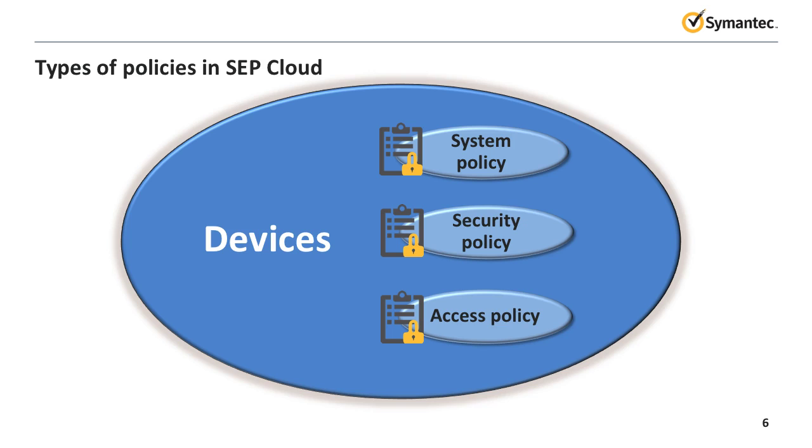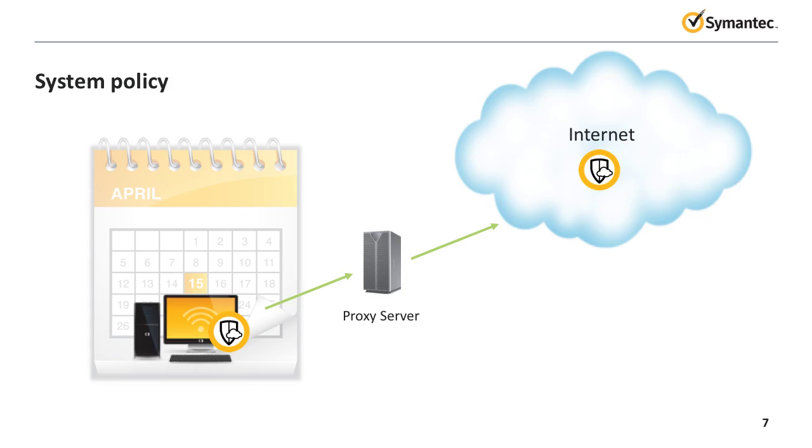In SEP Cloud, you create and apply policies on enrolled devices. There are three types of policies in SEP Cloud: System, Security, and Access. A system policy lets you configure the settings that security clients use when they communicate with Symantec Endpoint Protection Cloud.